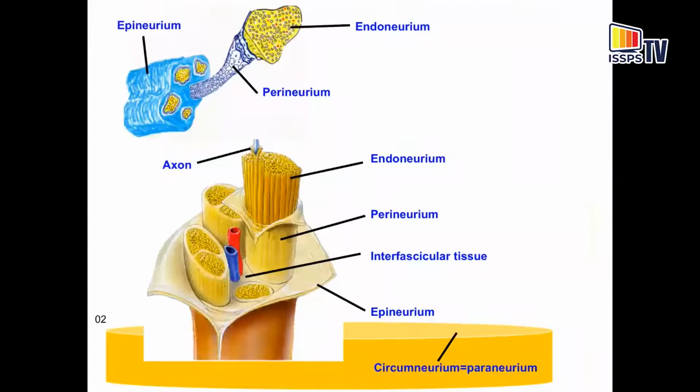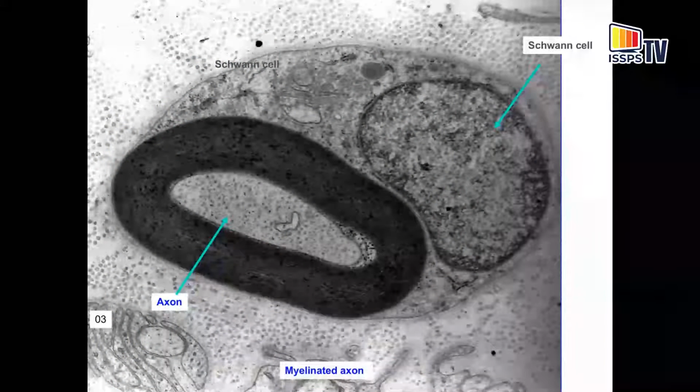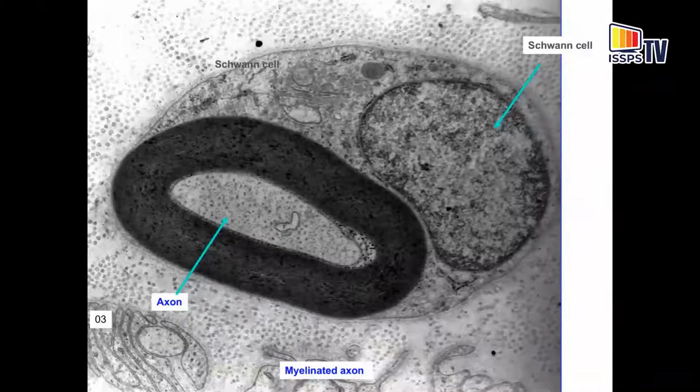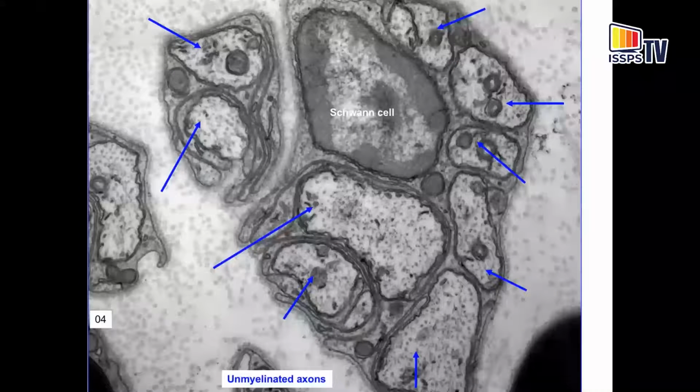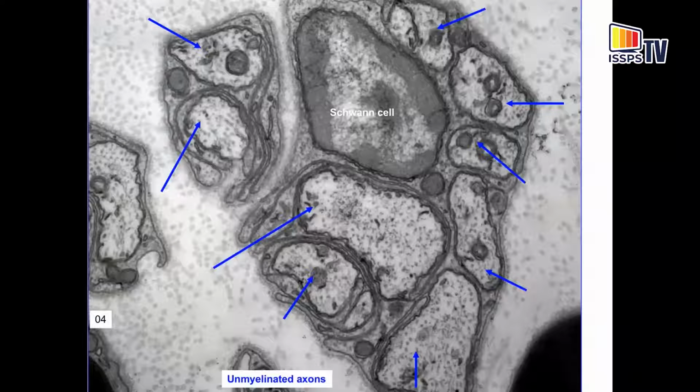Okay, what are the different structures within the sciatic nerve and also all nerves? You can see a myelinated axon with its Schwann cells. An unmyelinated axon. Here, 10 unmyelinated axons surrounded by the plasmatic membrane of a Schwann cell. Always, we find a package of unmyelinated axons, never an unmyelinated axon alone.